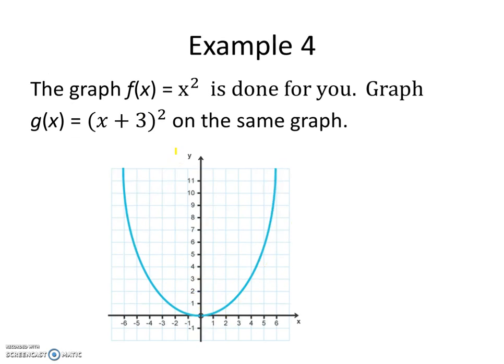On example 4, the graph f of x equals x squared, again, is done for you. They're asking us to graph g of x, which is the quantity x plus 3 squared. Again, we have it in parentheses, so we are on the x-axis. Since it is a plus 3, we go to the minus 3. We know it's the opposite sign, and go ahead and draw our graph.